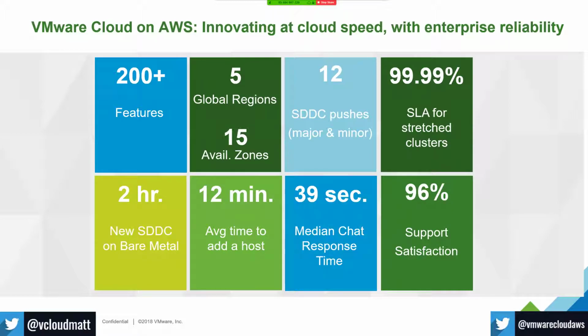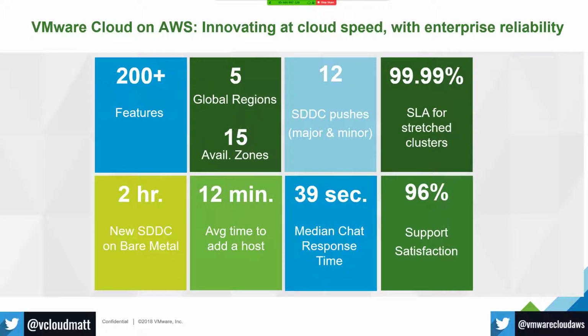Now, I'd like everybody to think about that for a second and think about when you're adding capacity on premises. If you don't have hardware available, this could be a month-long or 2-month-long or 3-month-long or 6-month-long endeavor to add a host. We can add one within 12 minutes. So that really adds an expandability story. We can also evacuate a host. The evacuation takes a little bit longer just because we need to get all of the vSAN data off of it. And we have 39 seconds as our median chat response time.